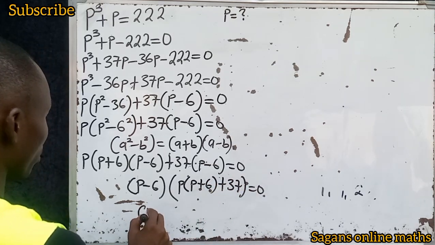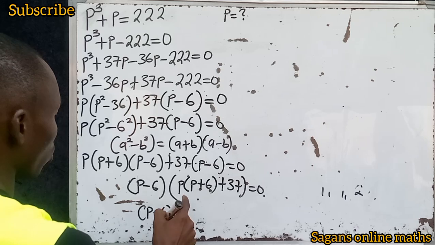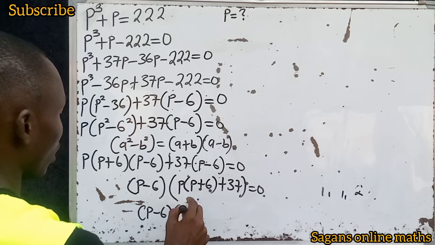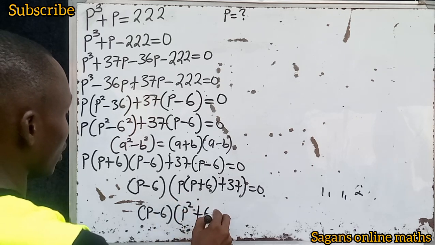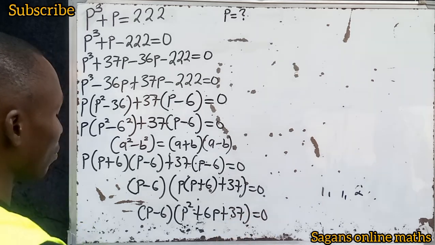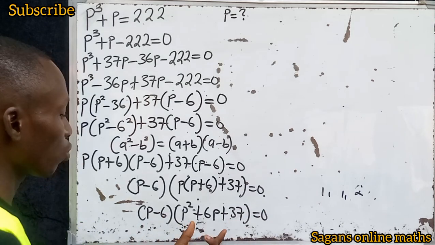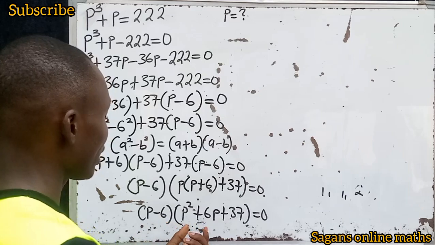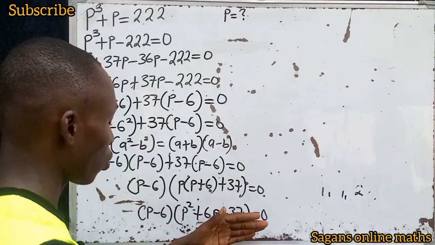Now this becomes p minus 6 into p times p, which gives us p squared. P times 6 gives us plus 6p, then plus 37. All this equals 0. Now remember, when the product of two terms equals 0, it means that each of these parentheses equals 0. You can see that both of them equal 0.